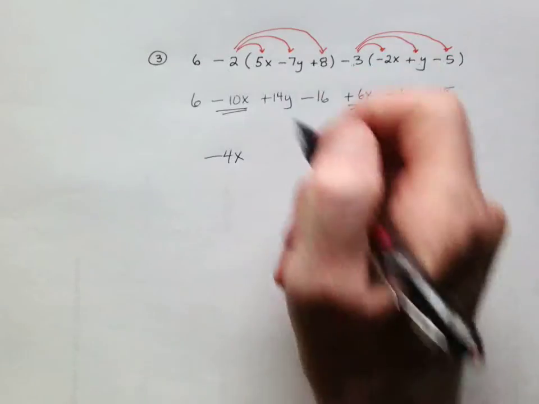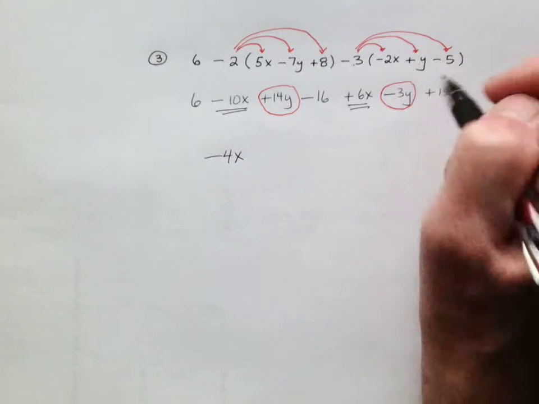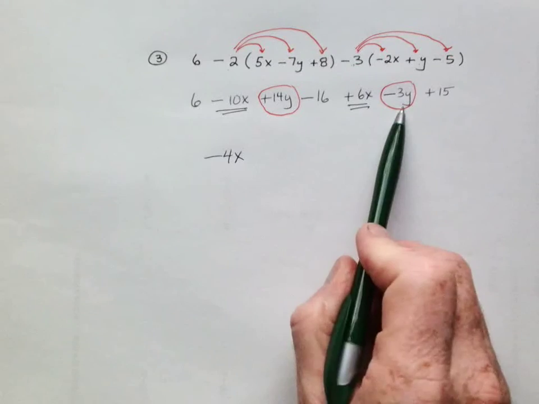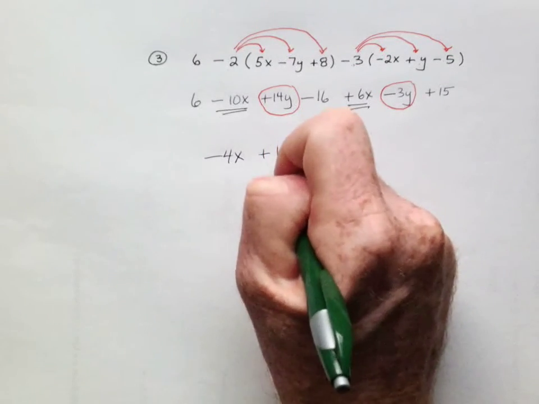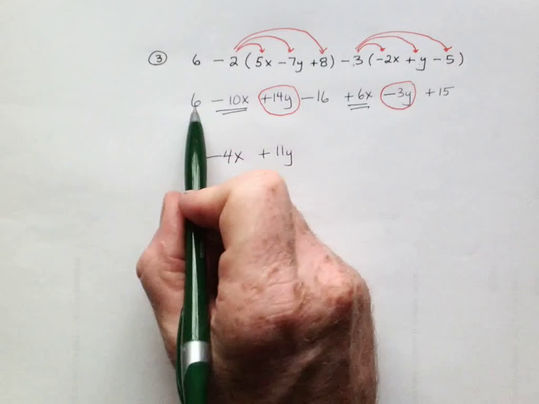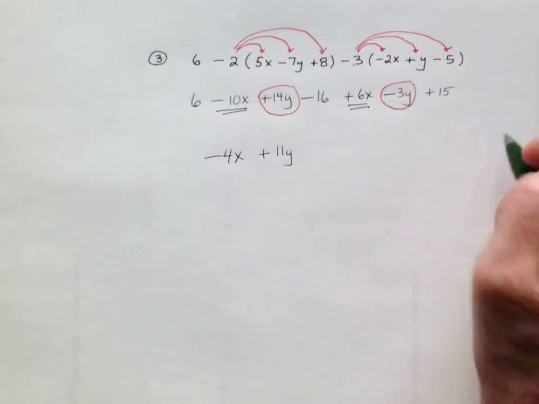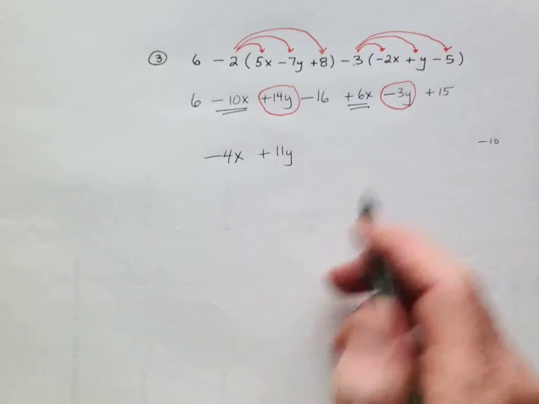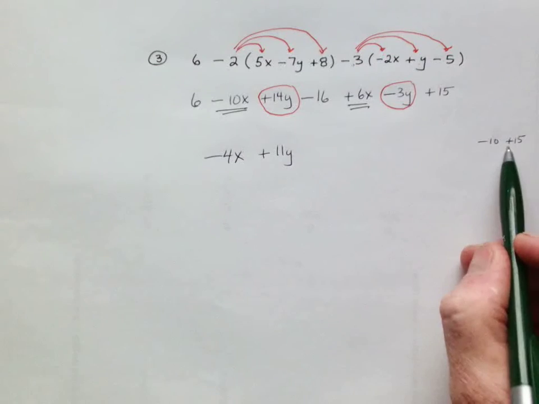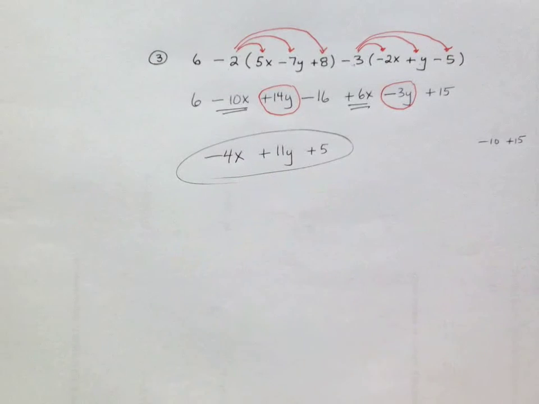Next, combine the y terms. So that would be this one and this one. So that's a +14y, and then -3 would be +11y. And then last for the numbers, so that would be a 6 minus 16. So that leaves -10. And then add 15. So these two together make +5. And then just circle it, it's done.